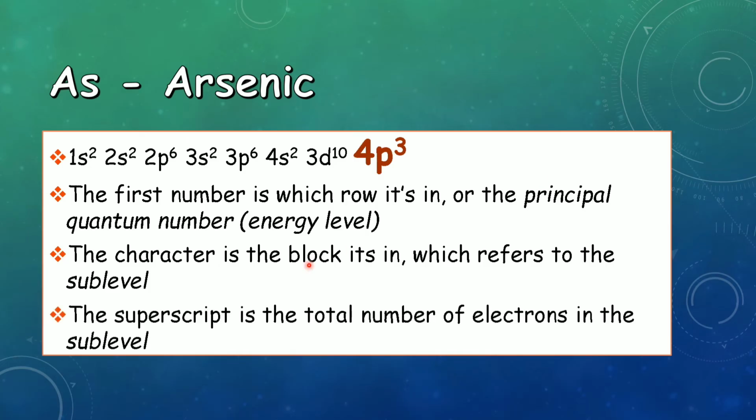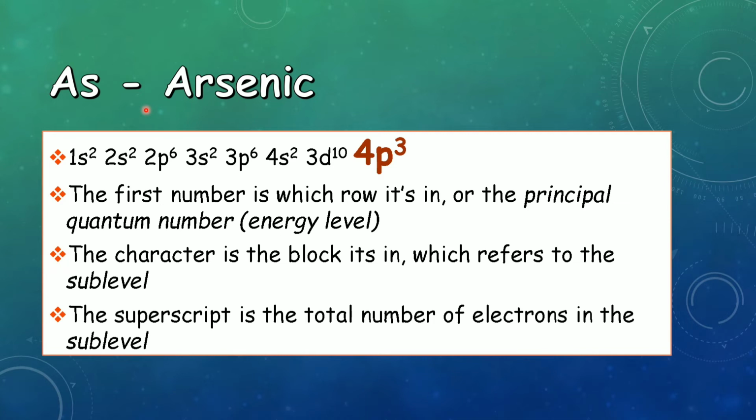Then, the superscript is the total number of electrons in the sublevel. Pag sinabing superscript, ito yung mga numbers na nakalagay sa taas ng mga characters. Okay? So, we have 2, 2, 6, 2, 6, 2, 10, and 3. Ang atomic number ng arsenic ay 33. Atomic number is equal to the number of proton. Diba po? So, kung ang atomic number ng arsenic ay 33, so ang kanyang proton number is 33 din.